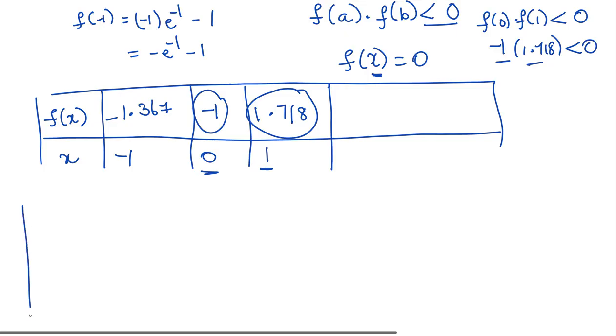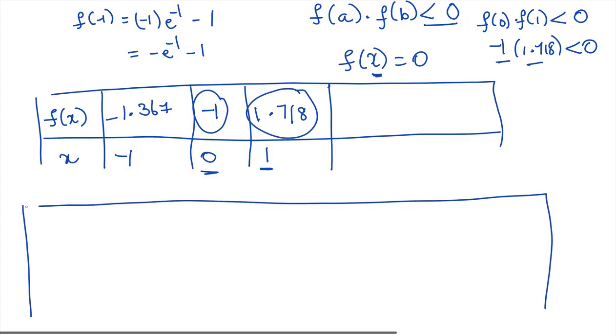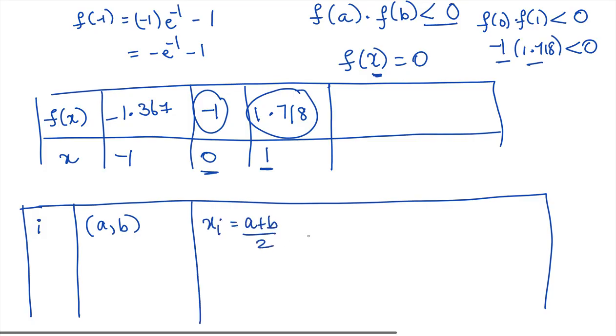So I'll just draw another table. We'll be having i here. We will write down the interval a and b here. And what is xi in the bisection method? It's nothing but a plus b by 2.